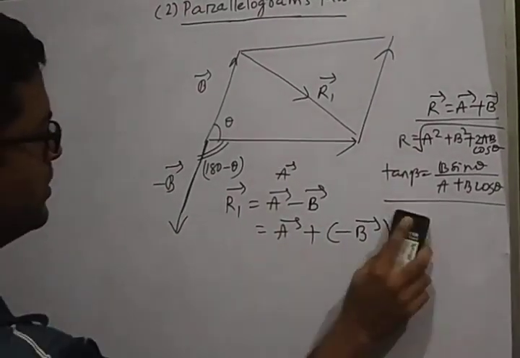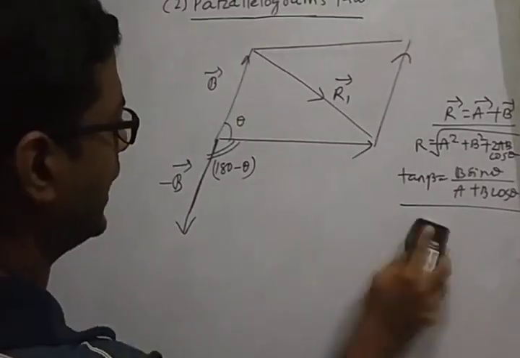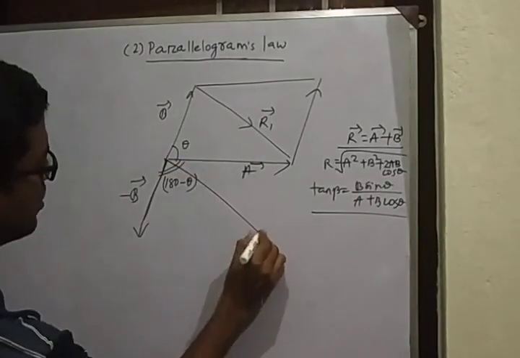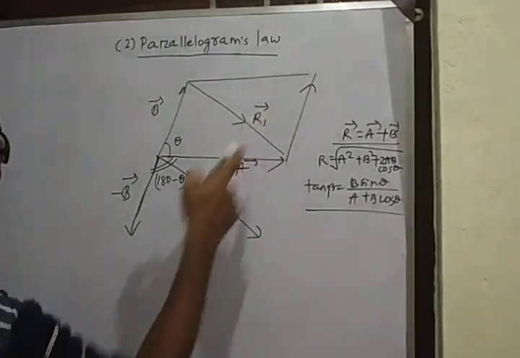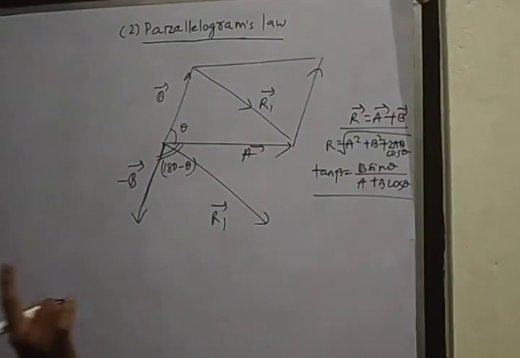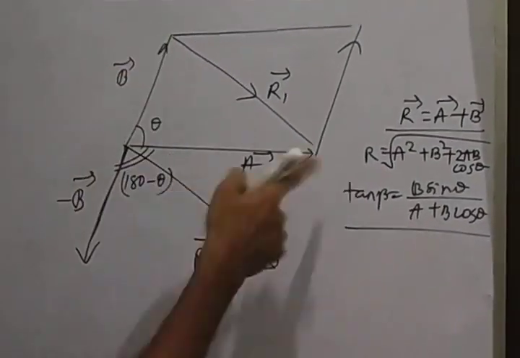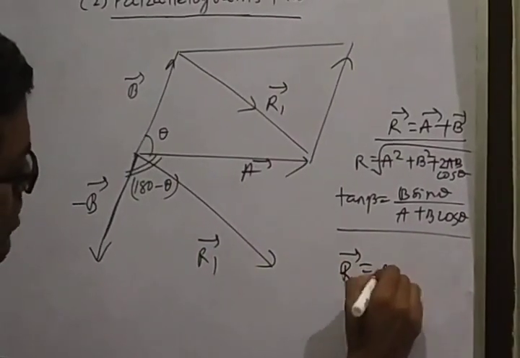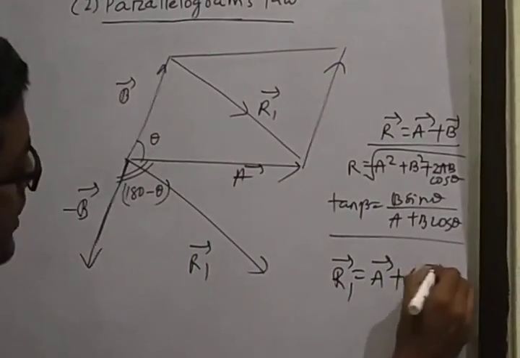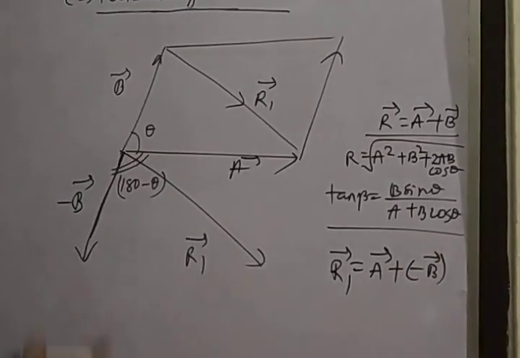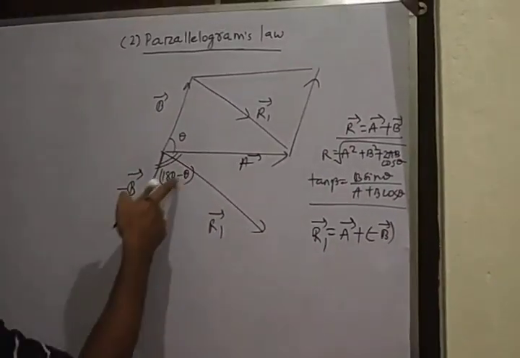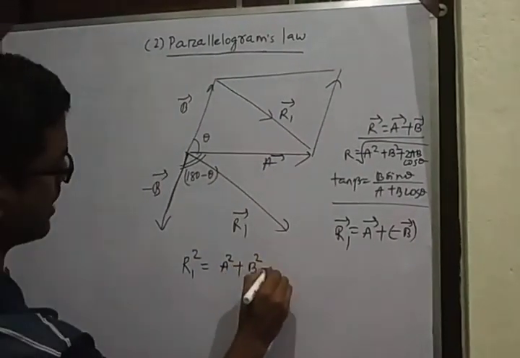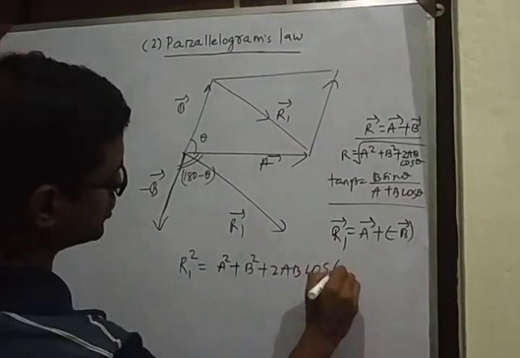So if this is my minus B vector and this is my A vector, now my new resultant will be this one, R1 vector, which is also parallel to this R1 vector. They are the same in magnitude and the same in direction. So I can say they are equal vectors. So I want to find R1 vector, because R1 vector is nothing but A vector plus minus B vector. Okay, now what is the angle between A vector and minus B vector? 180 minus theta. So I can write R1 square equals A square plus B square plus 2AB cos 180 minus theta.